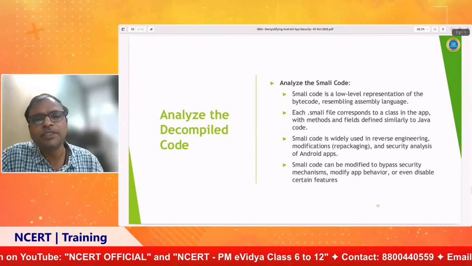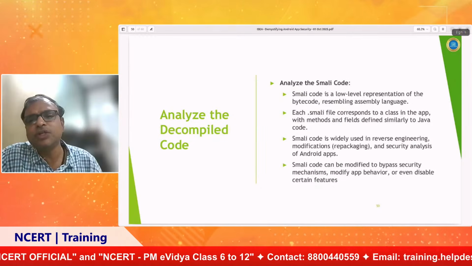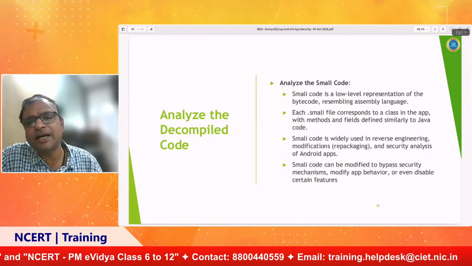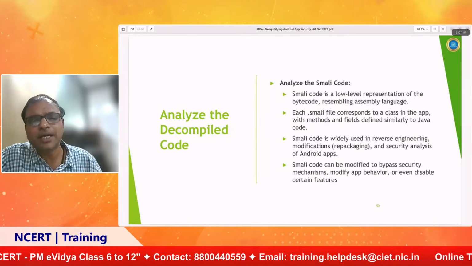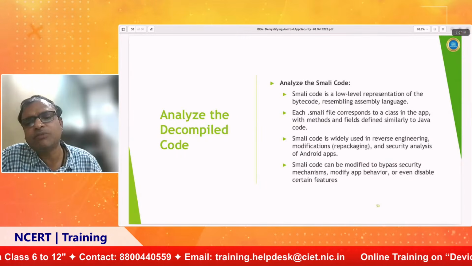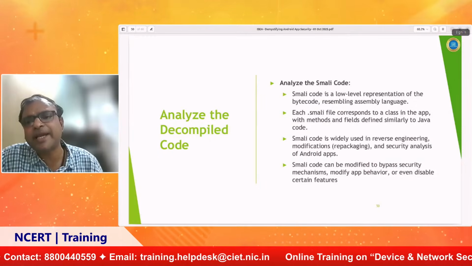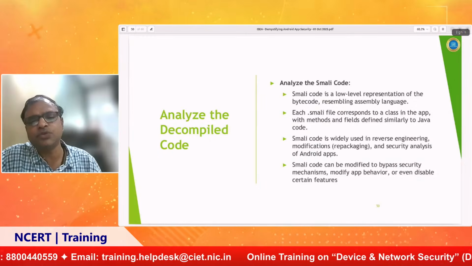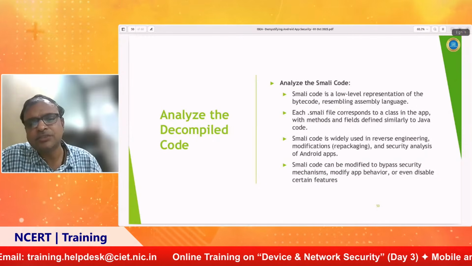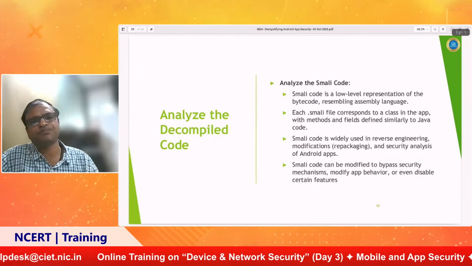The analysis of the Smali code: Smali code is the low-level representation of the bytecode. Each Smali file corresponds to a class file in the app. Smali code is widely used in reverse engineering modifications. As I told, we can modify the code at the Smali level, repackage it and release it. So this could be one way of doing things. Smali code can be modified to bypass certain security mechanisms.